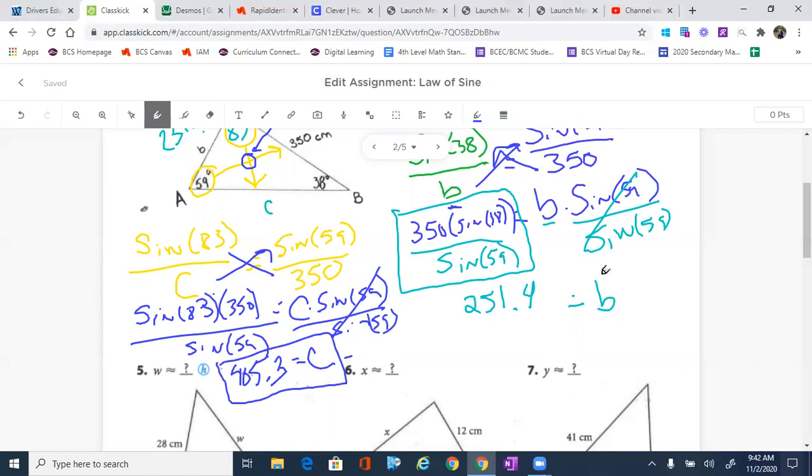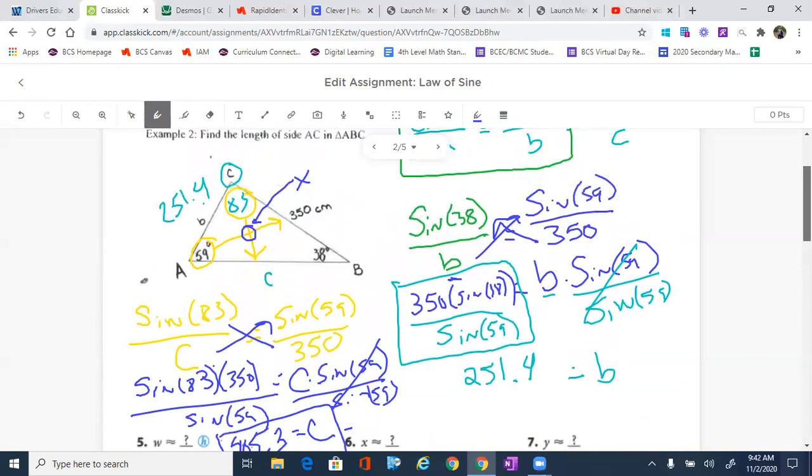Now that's the law of sine. You're going to pick an angle. You're going to look for an X when you draw to the opposite side of the triangle. Look for that X. That'll tell you that it's the law of sine. One fraction needs to be completed in full. The other one can only be missing one piece. And then you can solve that proportion.